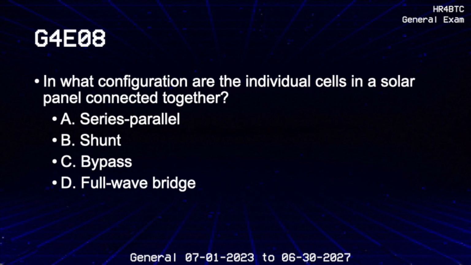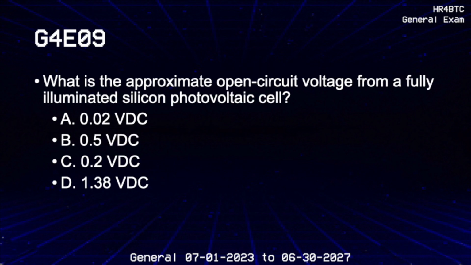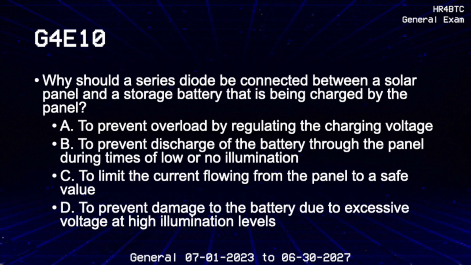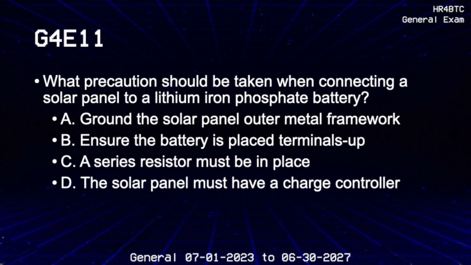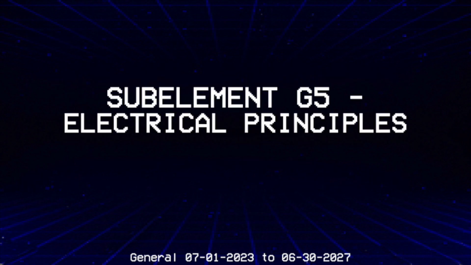In what configuration are the individual cells in a solar panel connected together? Series parallel. What is the approximate open circuit voltage from a fully illuminated silicon photovoltaic cell? 0.5 volts DC. Why should a series diode be connected between a solar panel and a storage battery that is being charged by the panel? To prevent discharge of the battery through the panel during times of low or no illumination. What precaution should be taken when connecting a solar panel to a lithium iron phosphate battery? The solar panel must have a charge controller.